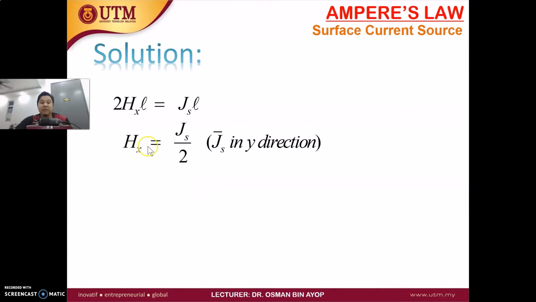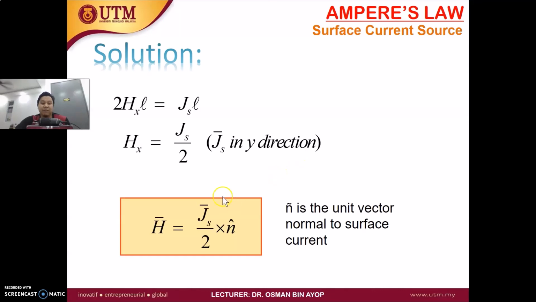Further, we can solve this as Hx equals Js over 2, where Js is in the y direction. In vector form, we can write H equals Js divided by 2 cross product with n, where n is the unit vector normal to the surface current. Whether it is Hx or negative Hx depends on n, the unit vector normal to the surface. Let's say when n is negative z, we have y cross negative z, which gives negative x. When n equals positive z, we have y cross z, which gives x.